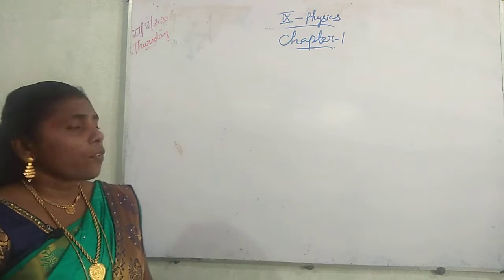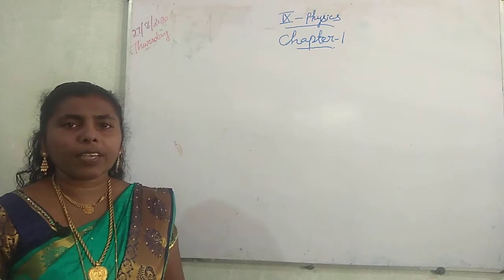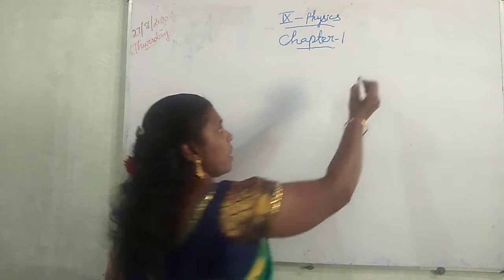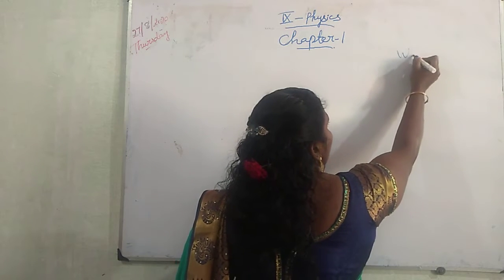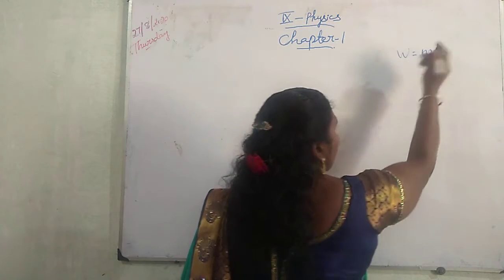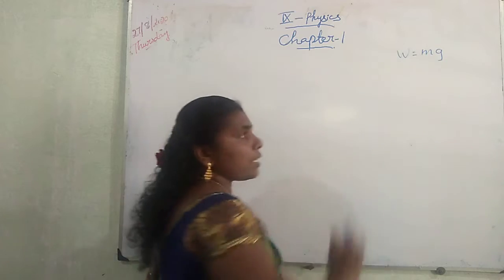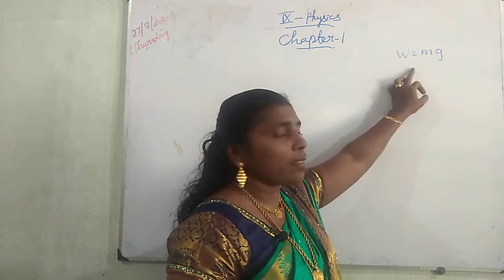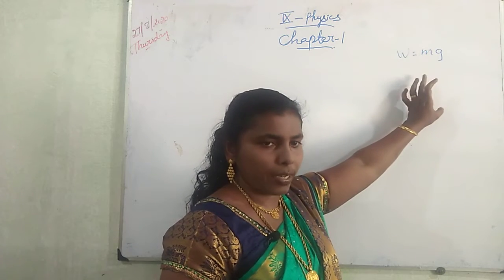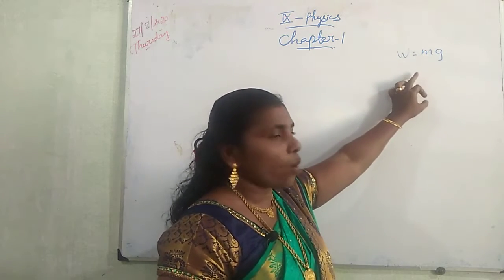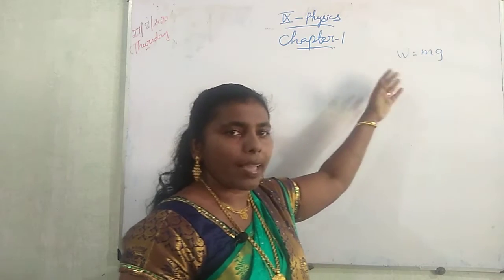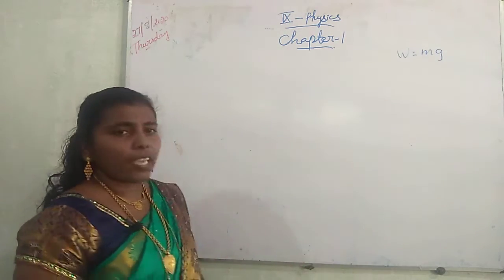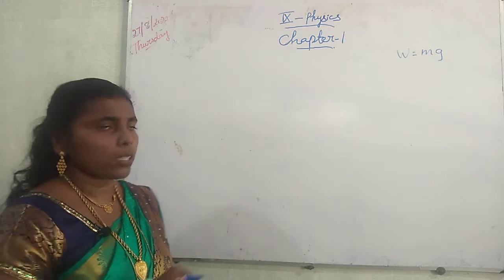Now weight. Weight is a derived quantity. Already we have learned the formula for weight. What is the formula for weight? W equal to mg. W is weight, m is mass, g is acceleration due to gravity. So we say weight is a derived quantity. Why do we say derived quantity? Because we use a formula to derive it. So let us see the differences between mass and weight.